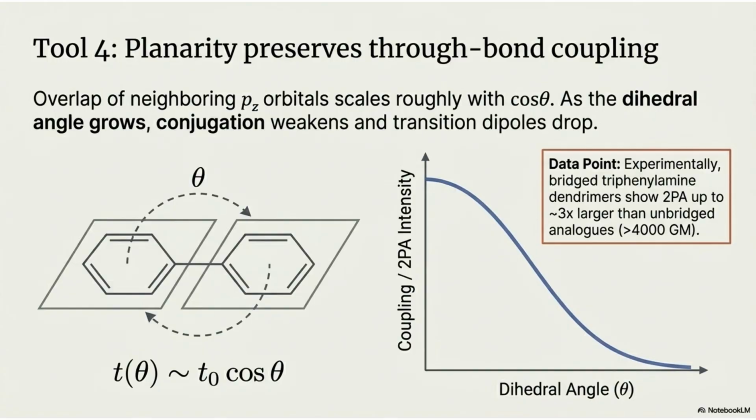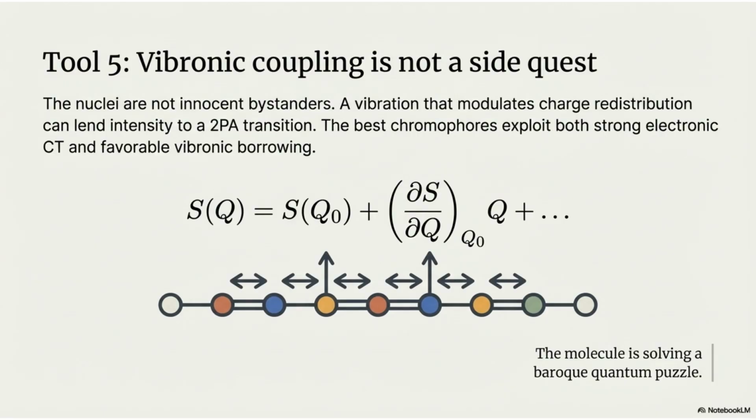Planarity is essential as it preserves through-bond coupling. As the dihedral angle grows, conjugation weakens, and transition dipoles drop, reducing 2PA intensity. Vibronic coupling is a key factor. Molecular vibrations that modulate charge redistribution can lend intensity to a 2PA transition. The best chromophores exploit both electronic charge transfer and favorable vibronic borrowing.